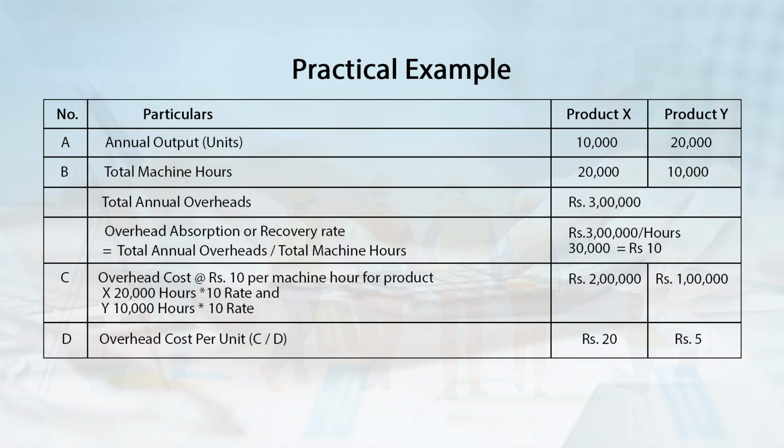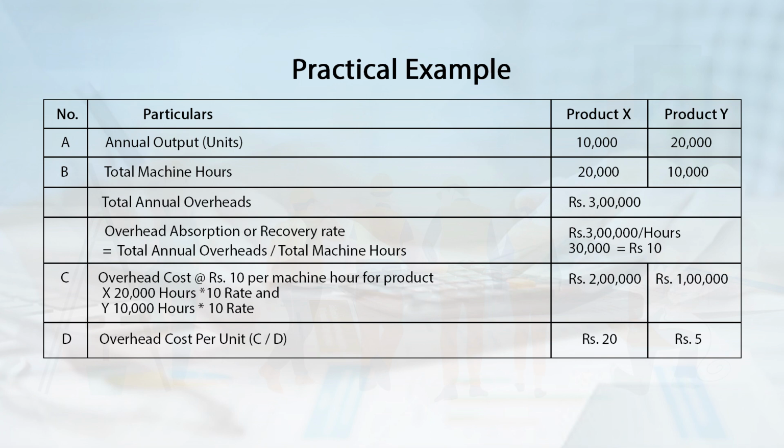Total machine hours given are 20,000 for product X and 10,000 for product Y. Total annual overheads given are rupees 3 lakhs. So, overhead absorption or recovery rate is equal to total annual overheads divided by total machine hours. Therefore, rupees 3 lakhs divided by 30,000 hours, which will give us rupees 10 per hour.